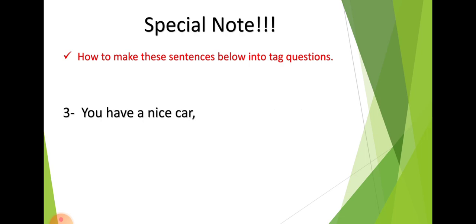Number 3: You have a nice car. So what should the tag question be? Alright, we use "don't you?" You have a nice car, don't you? In sentence number 3, it is not present perfect; "have" expresses possession, and to form the question we use "do". That's why we use "don't you", because this sentence is in the present simple.